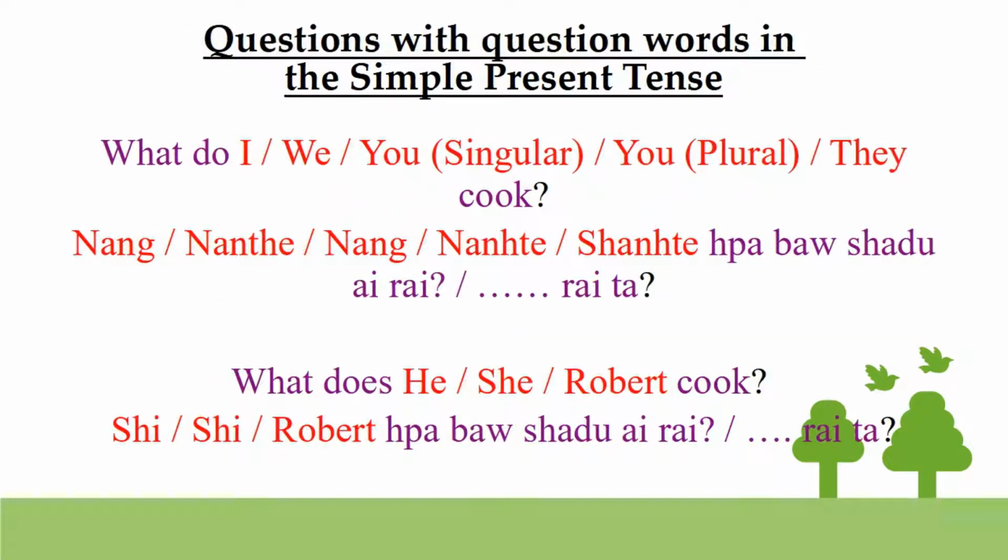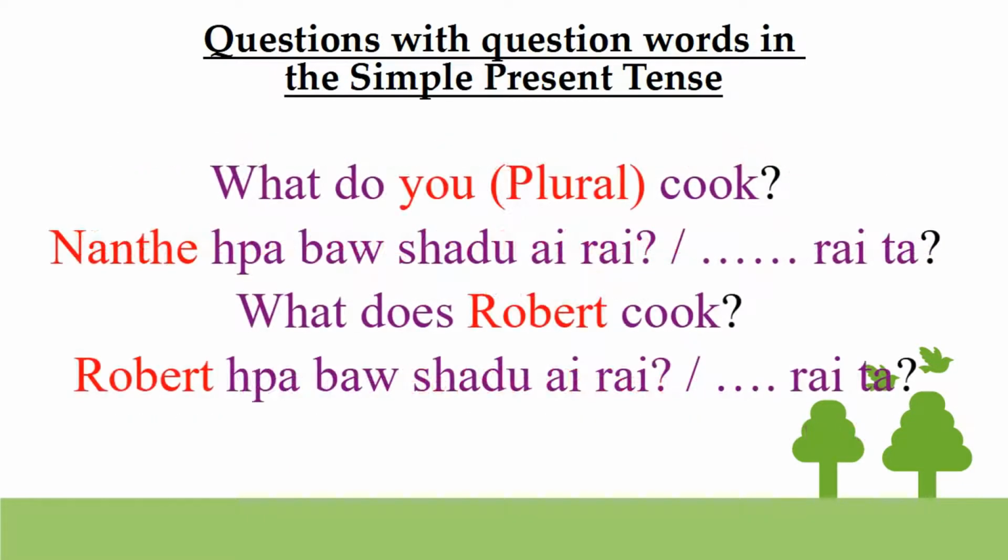Let's learn the question sentences with question words in the simple present tense. For example, what do you cook? In Kachin Jinghpaw, Nanhte, pabo shadu i rai. Or Nanhte, pabo shadu i rai da. What does Robert cook? In Kachin Jinghpaw, Robert, pabo shadu i rai. Or Robert, pabo shadu i rai da.